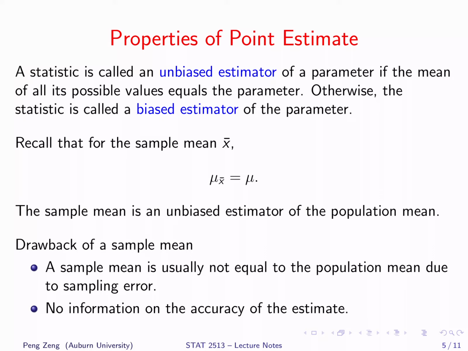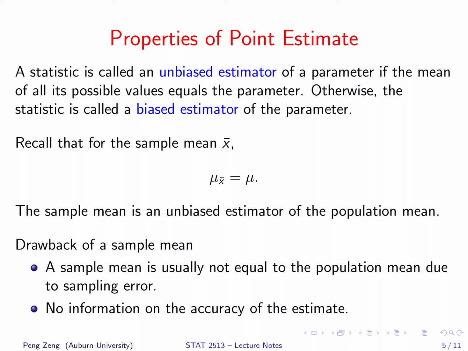Let's discuss some properties of point estimate. A statistic is called an unbiased estimate of a parameter if the mean of all its possible values equals the parameter. Recall that a statistic has a sampling distribution. We have discussed sampling distribution before. Whenever we draw a sample, we can calculate a statistic. The value of statistics depends on samples. Hence, the statistic is essentially random and it has a distribution. This distribution is called a sampling distribution.